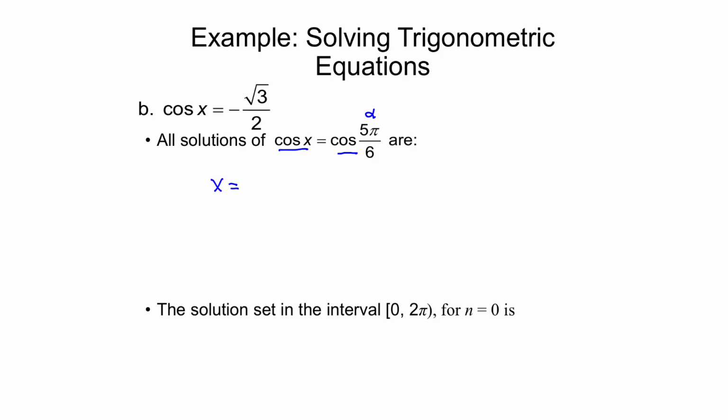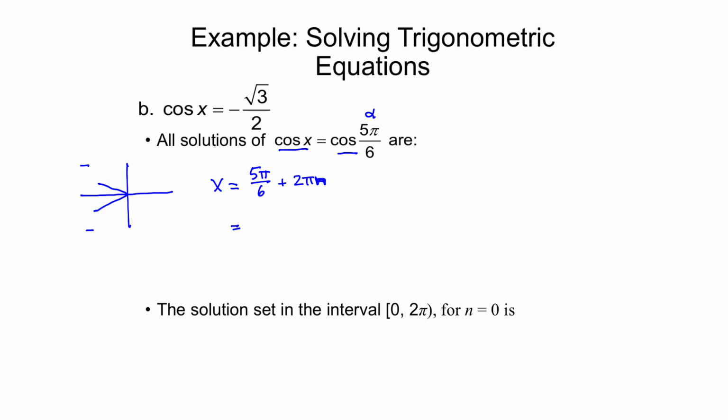So x is equal to 5 pi over 6 plus 2 pi n, if we're wanting to list all the solutions. But then x also has a second angle in the third quadrant. Remember, cosine's negative here and here. So you can use these formulas, but for me, I like to draw the picture and see what it is. But the formula will take us to the solution as well.